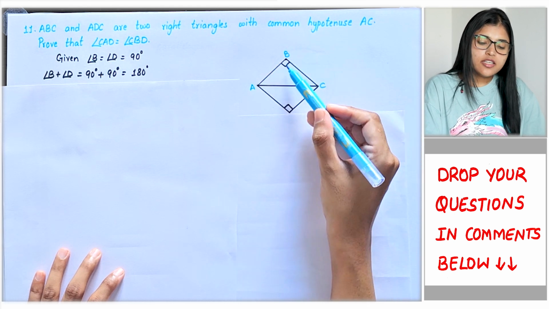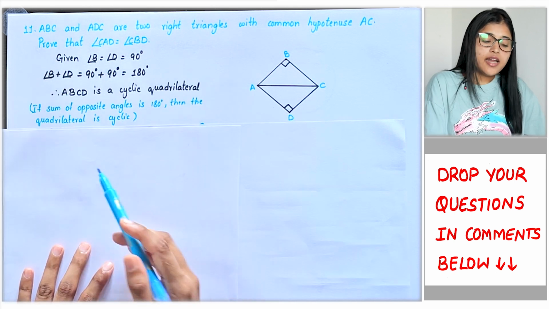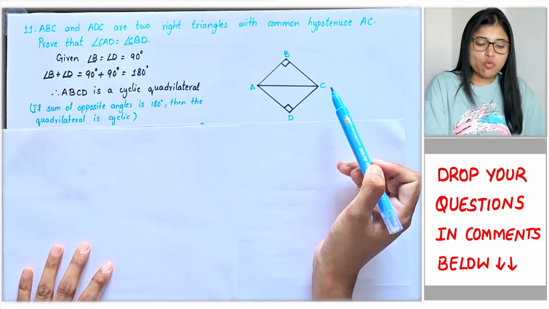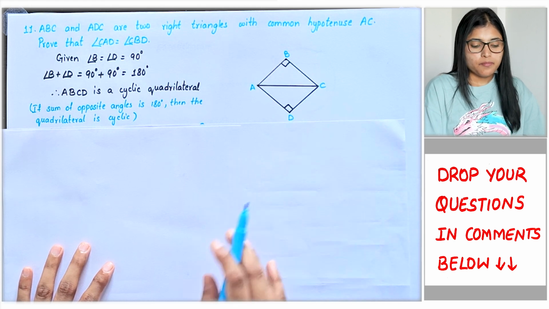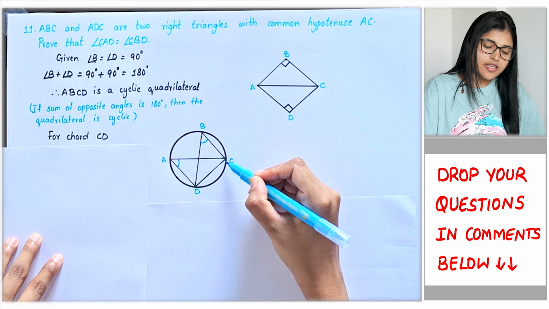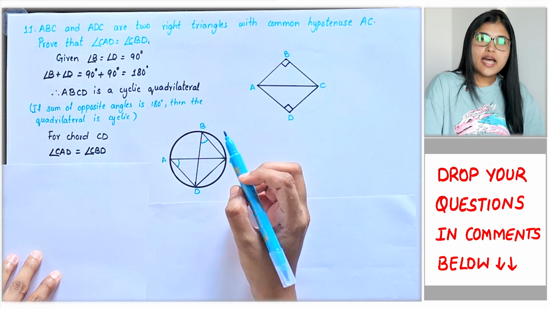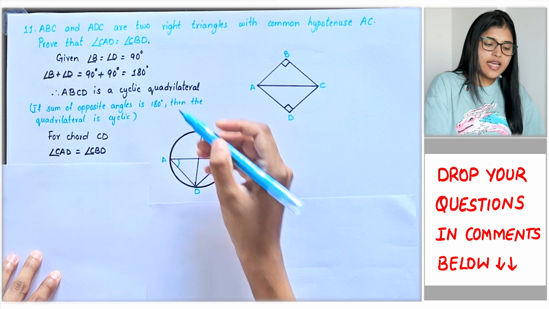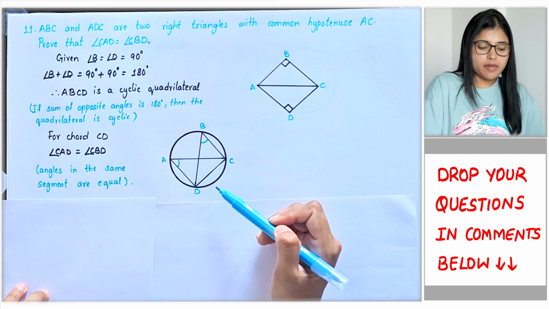So I can add these two angles as 90 plus 90 and I get 180 degrees. Here I can say ABCD is a cyclic quadrilateral because the sum of opposite angles is 180 degrees. Drawing the cyclic quadrilateral here and considering the chord CD, if I join AC and BD as diagonals, what I will observe is angle CAD and angle CBD are equal because they are angles in the same segment here.